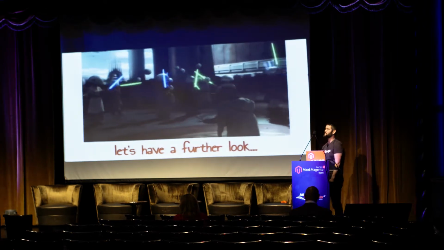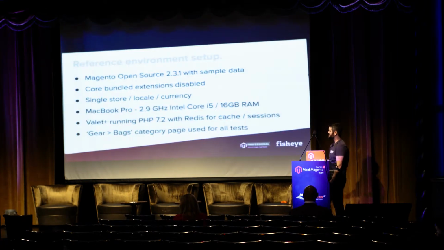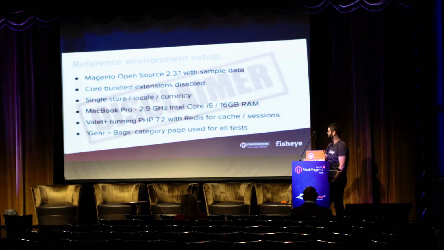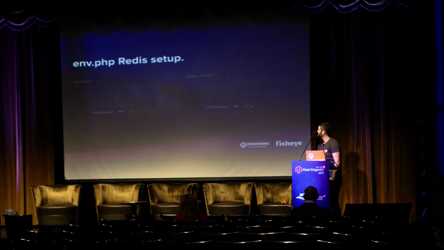So let's have a little bit of a further look at how that works. First off, this is my reference environment. This is not scientific, but if you want to know what I was running, this is what. So, disclaimer. You can't really see that, but what I'm trying to show here is my Redis setup. Basically, I'm using Redis database 1 for all cache bar full page cache, and Redis database 2, see here, for page cache. And just as a side note, database 0 in Redis is storing my sessions.